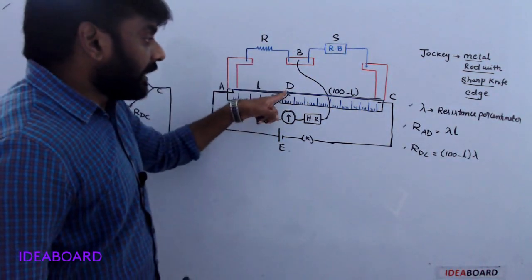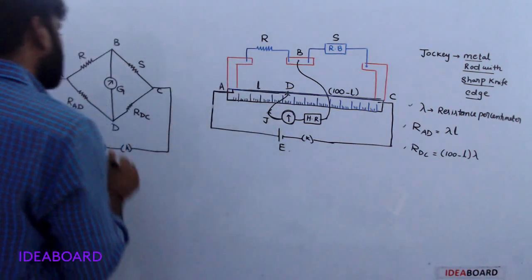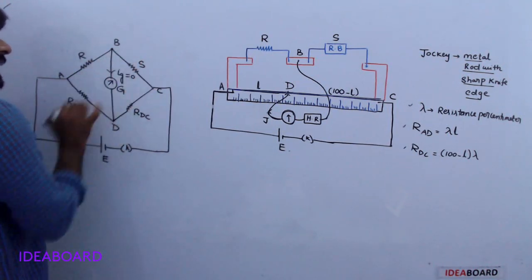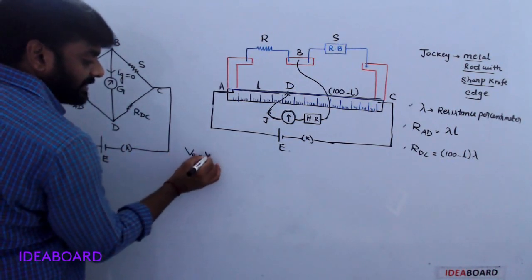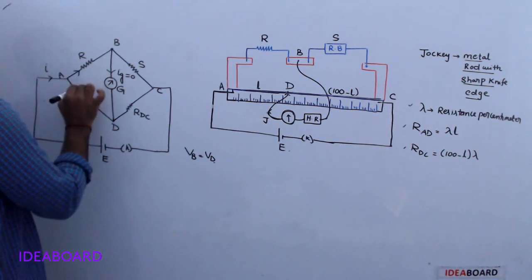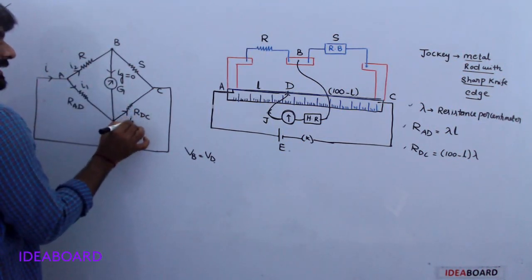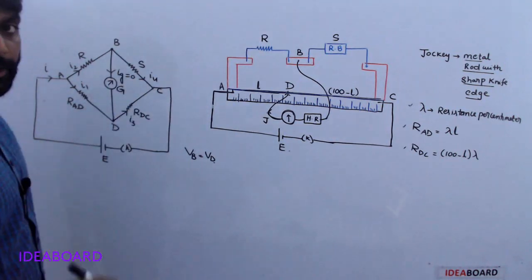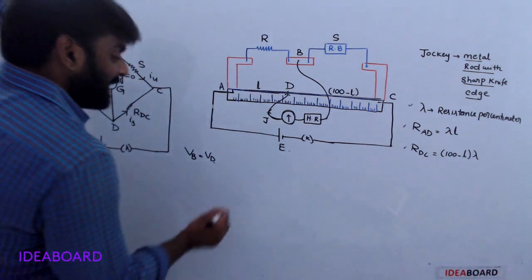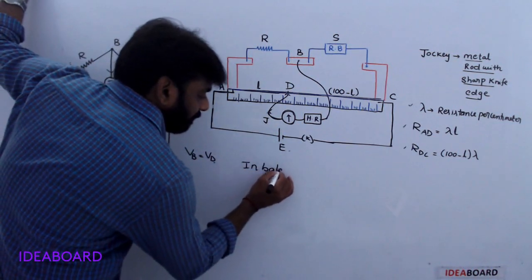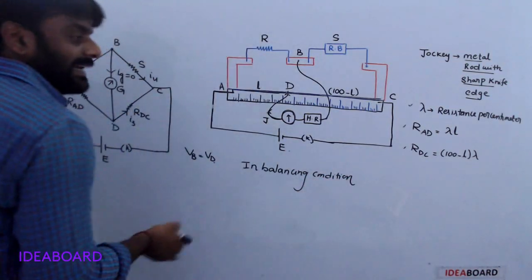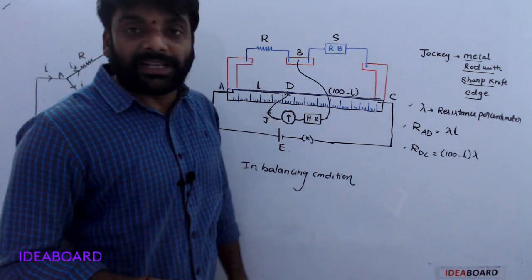Here, the galvanometer shows zero deflection, which means the current passing through the galvanometer is zero. That means point B and point D have the same potential. V_B is equal to V_D. Both have the same potential. Here the currents are I1, I2, I3, and this one is I4. You already know the Wheatstone bridge concept. The balancing condition means the current passing through the galvanometer is zero.